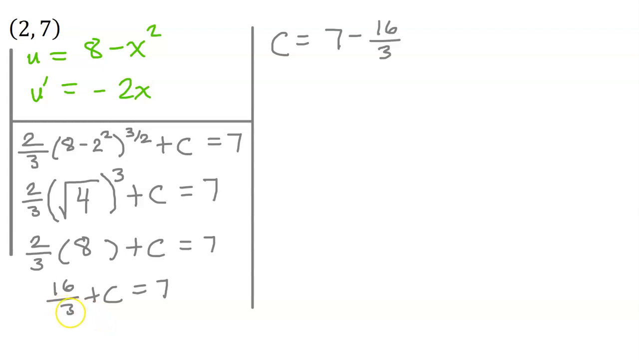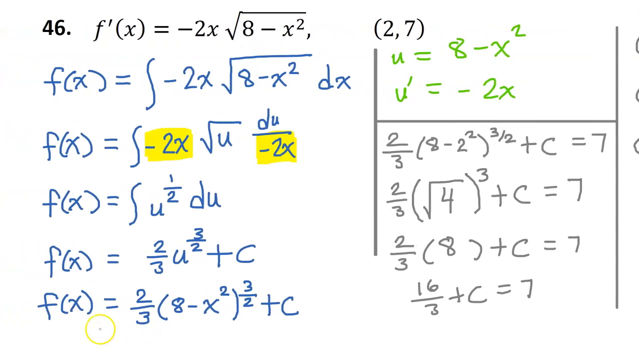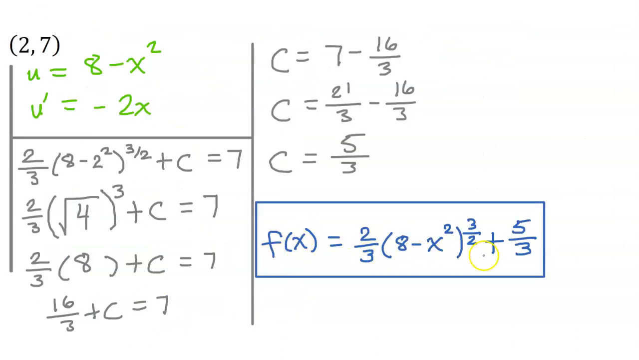Subtracting 16/3 from both sides, we get c equals 7 minus 16/3. If we multiply 7 by 3/3, we get 21/3. 21 thirds minus 16 thirds is 5 thirds. So we found the value of c. But remember, f of x is equal to all of this plus c. So the final answer will be this same expression, but with 5 thirds instead of c. So this is the final answer.